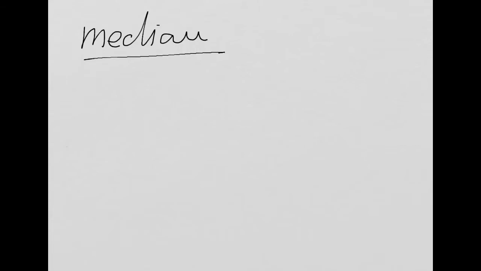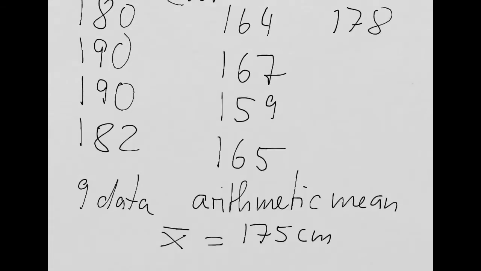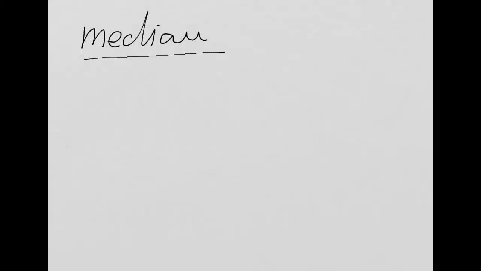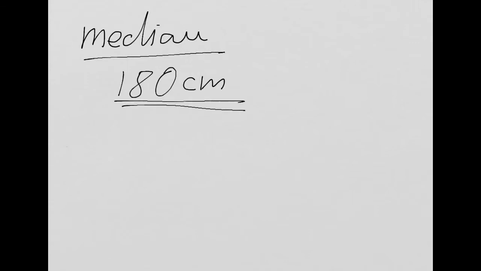1, 2, 3, 4, 5. 1, 2, 3, 4, 5. So, you are in the middle. And I know your height because you were first. So I can say the median of that is 180 centimeters. I just have to measure one of them. That's very easy.